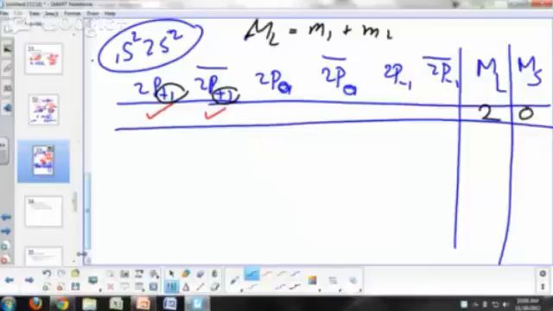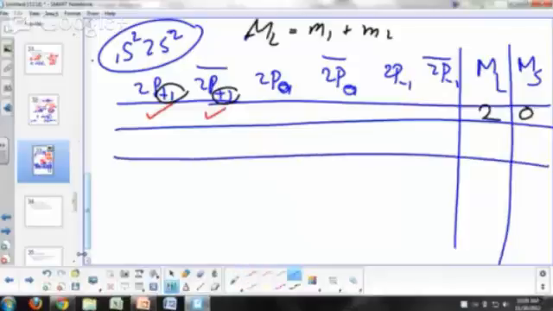Okay? Let's look at the next possibility. You can have 2p plus 1 spin up. The other one could be 2p0 also spin up. What's our M sub L this time? Okay, so you're going to have plus 1 plus 0 is 1. What's our M sub S? Spin up, so plus 1/2, plus 1/2. Our M sub S is 1. Okay? Next one.